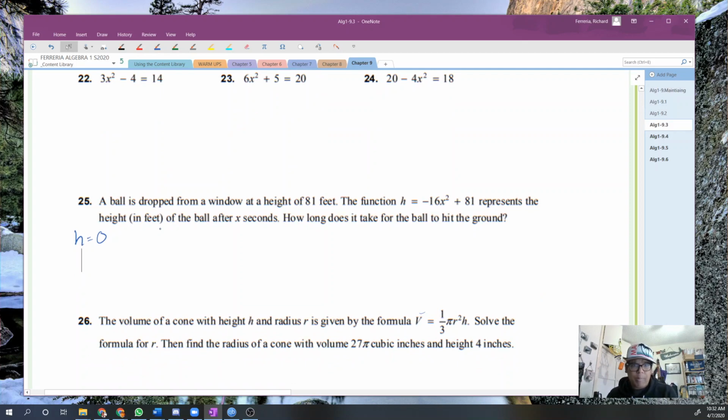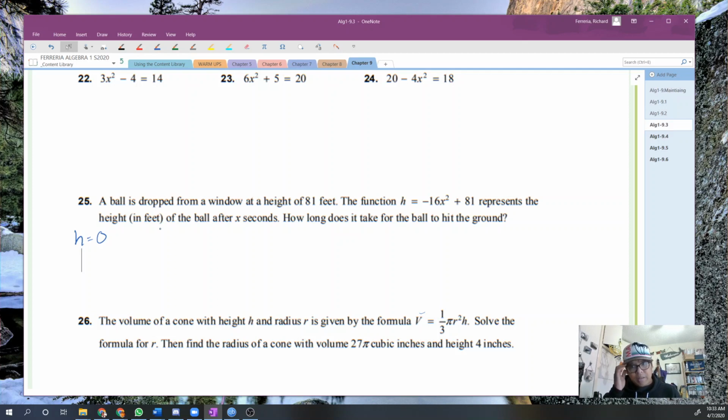And this finally brings us to question 25. A ball is dropped from a window that's 81 feet high, and the function h equals negative 16x squared plus 81 represents the height in feet of the ball after x seconds. How long will it take for the ball to hit the ground? Well, hopefully you'll know enough about the way that these equations work to know that if something hits the ground, that means its height is 0. So we're starting off with height equals 0.